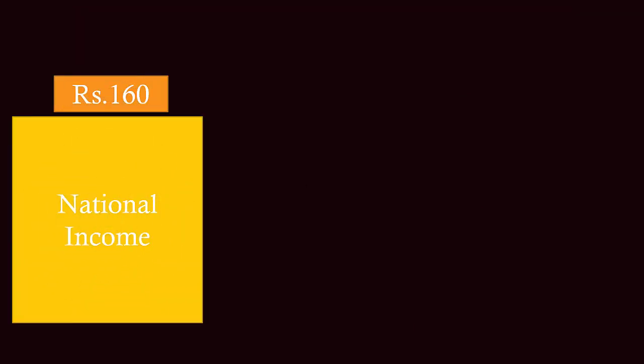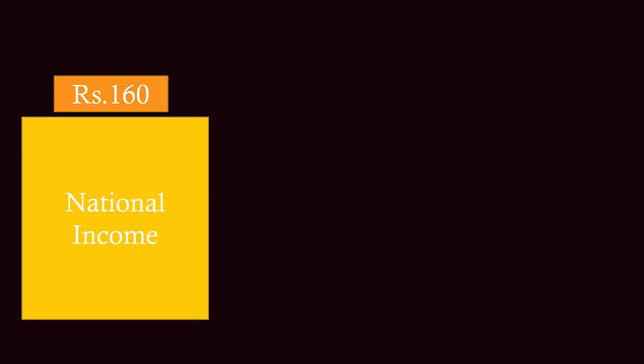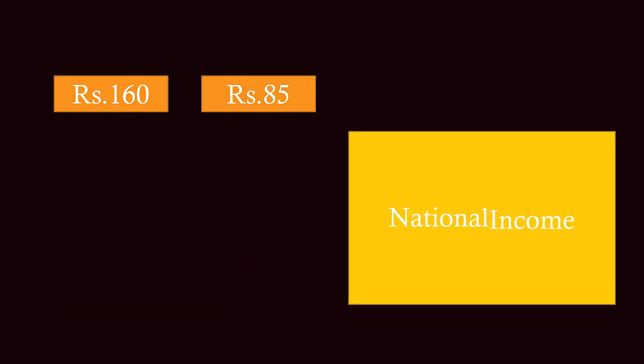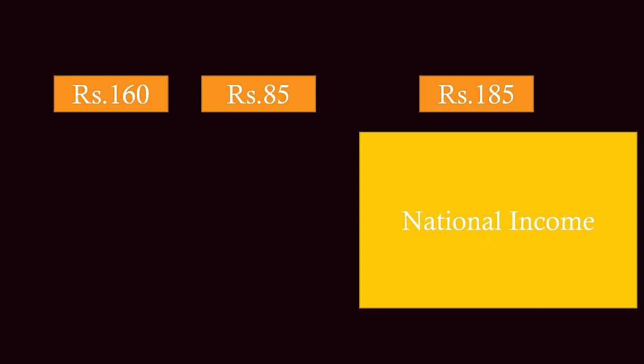Initially, the national income is 160 rupees. Tax multiplier contracts the national income from 160 to 85 rupees. Government multiplier expands the national income from 85 rupees to 185 rupees. Thus, we can conclude the expansionary effect of government multiplier is greater than the contractionary effect of tax multiplier.